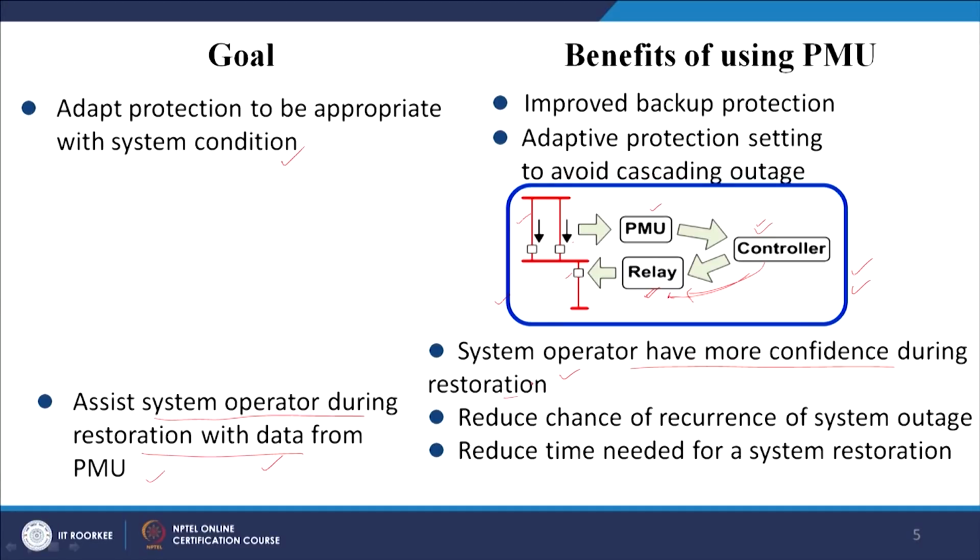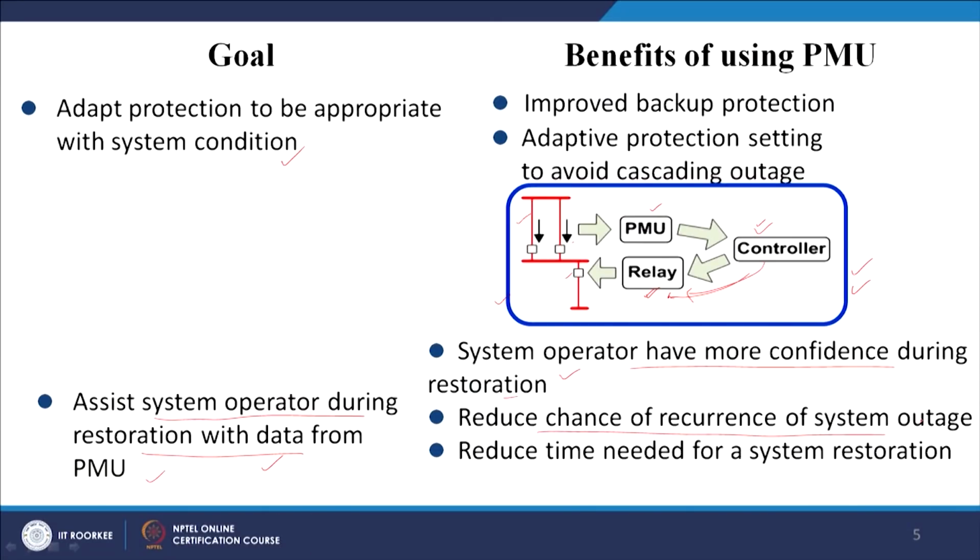The system operator has more confidence during the restoration process, because the operator knows the status of the line, the status of the circuit breaker or bus, whatever equipment we have. All the information is with the operator. So, the operator can easily take the decision, reduce the chance of recurrence of system outage, and also reduce the time needed for restoration. So, within a very short period of time we can restore the system, and the power is back to its original position.